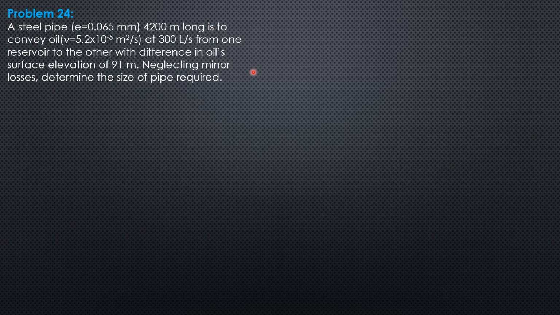So take note that if you have two reservoirs and they are connected with a pipe, if you write the energy equation between the two reservoirs, velocity head is negligible, and pressure head at the liquid surface in the reservoir is negligible. So the difference in elevation will be the head loss automatically. So try to do that. Therefore, this difference in elevation of 91 meters is the head loss.